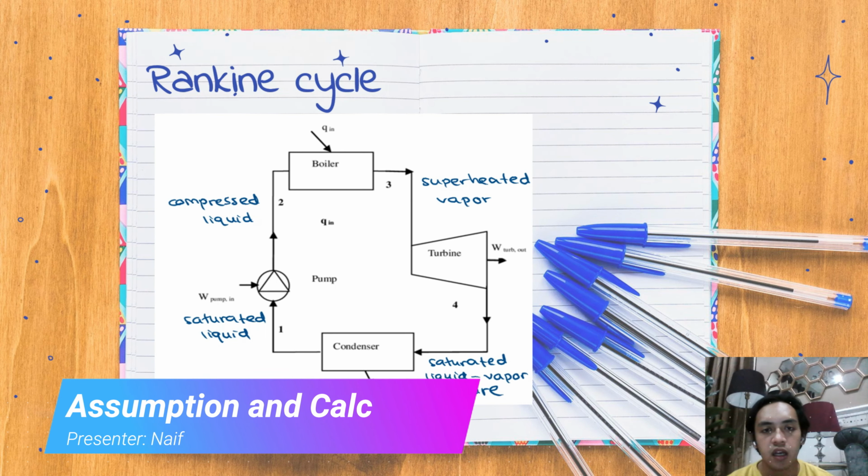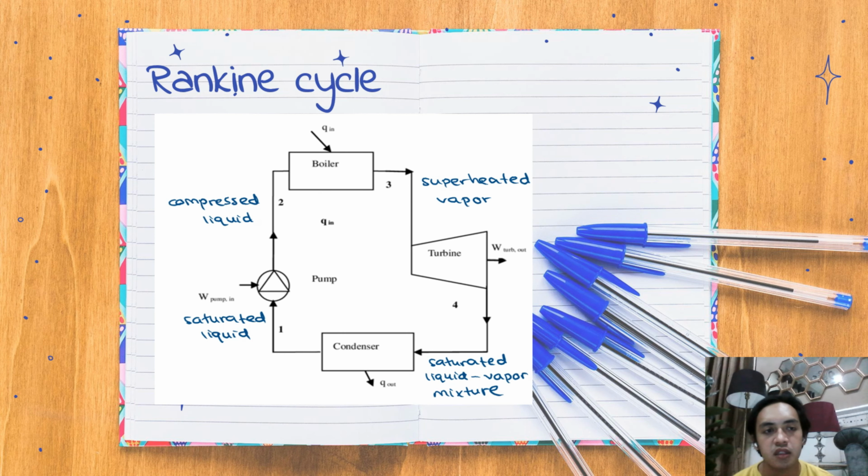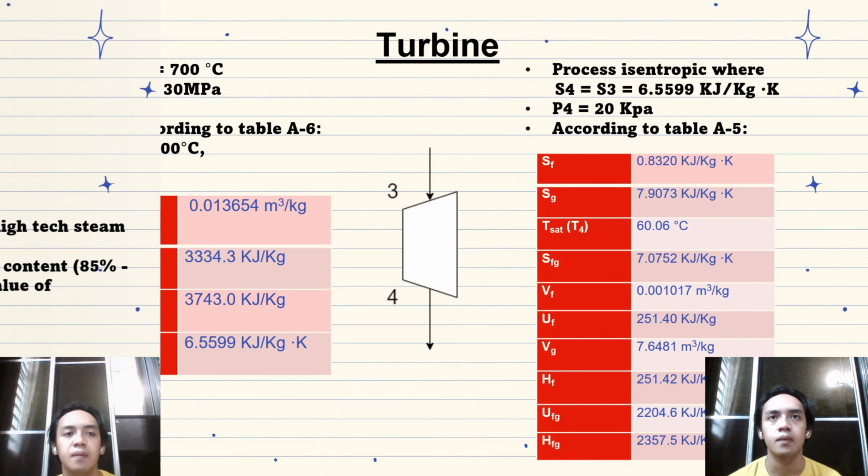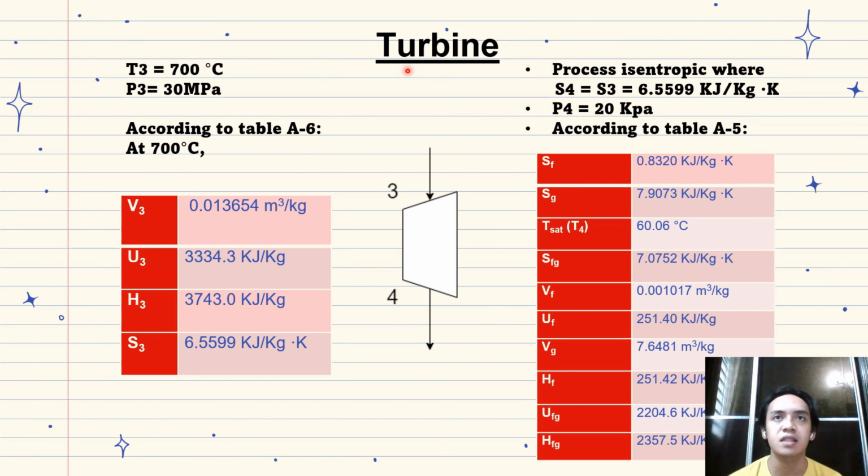Moving to the calculation and assumption part, the calculation is done on both the Rankine cycle and the Brayton cycle. An assumption is made for the Rankine cycle to complete the calculation, as shown in this slide. Our design is evaluated by performing an energy balance at each device. The first device is the turbine.